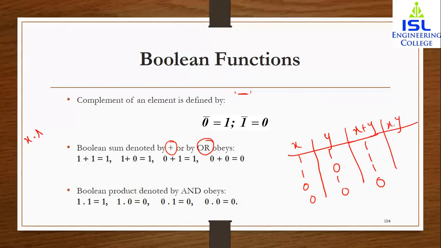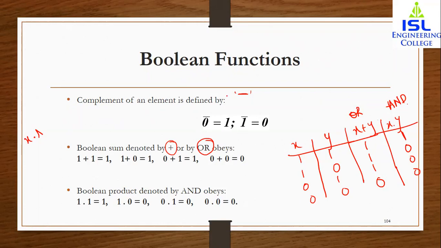X and y is here, and. So this is or, this is and. And will be true if both of them are true, otherwise all false. Yes. So this is the Boolean product denoted by and. So basically your Boolean sum and Boolean product are or and and respectively.